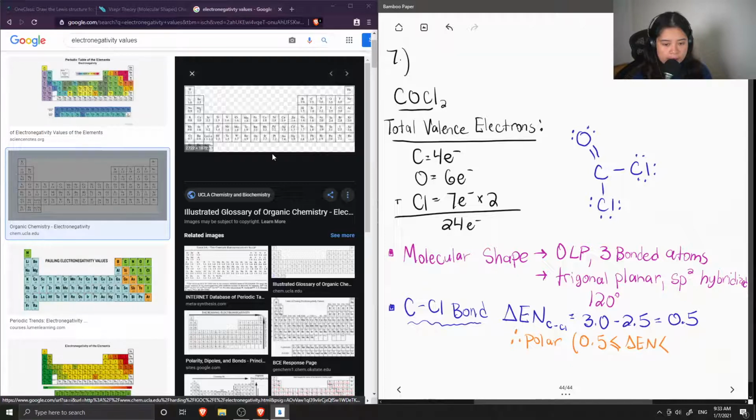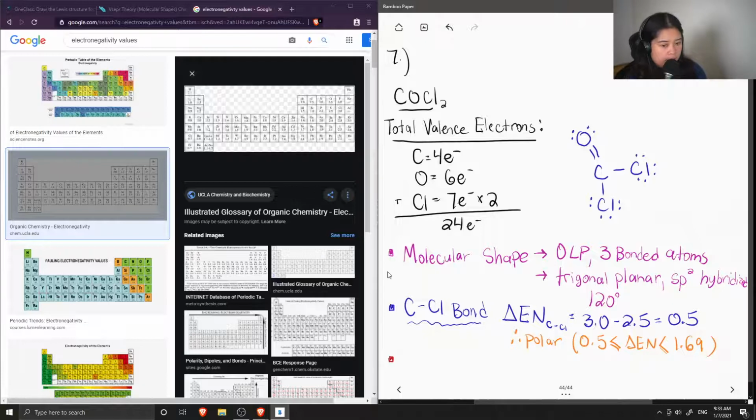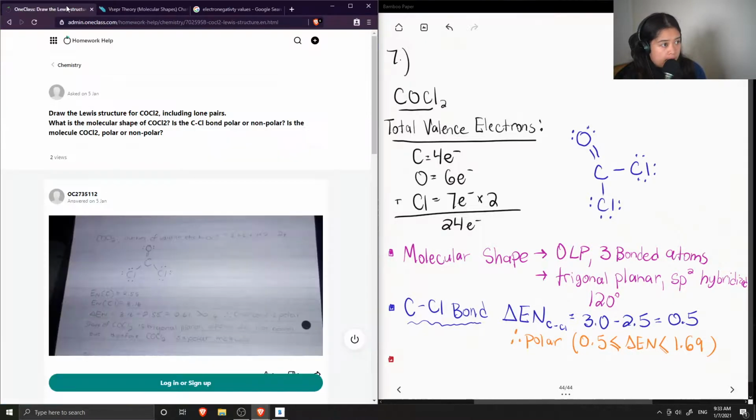But less than 1.69. And we also know if something is polar when it doesn't contain any metals and it's just 2 nonmetals. And the last part is: is the molecule polar or nonpolar?